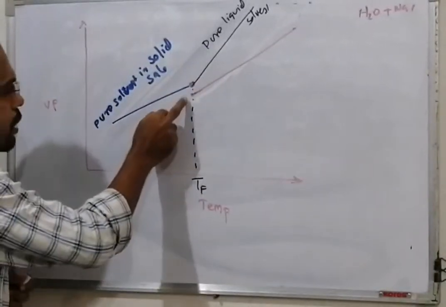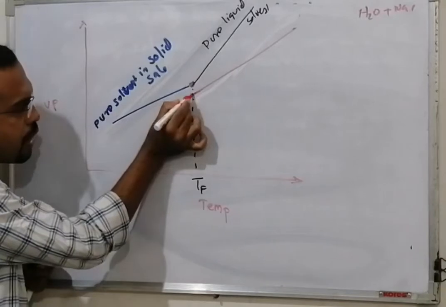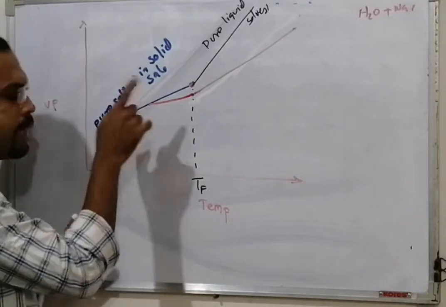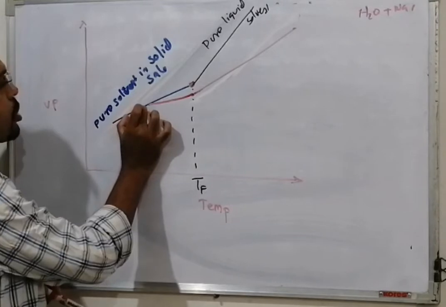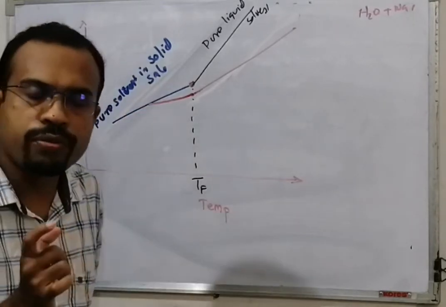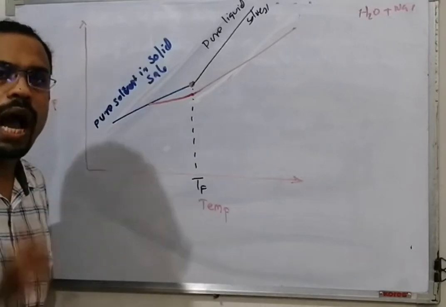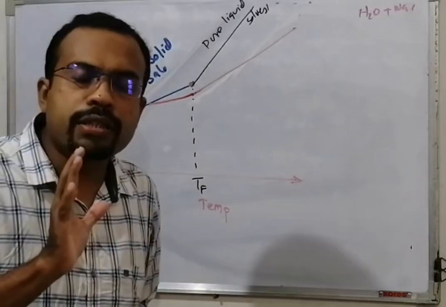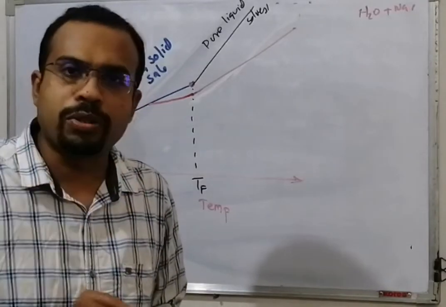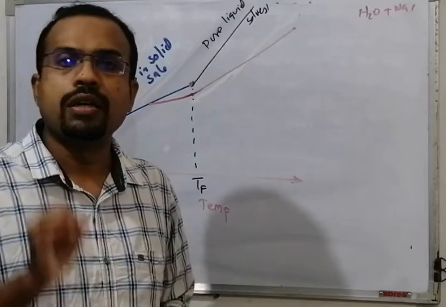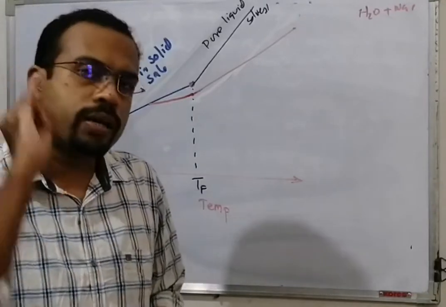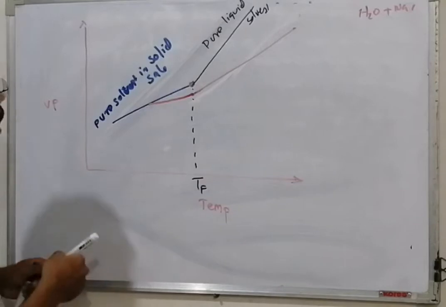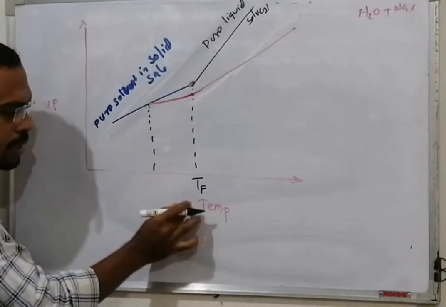Therefore, from here onwards, this is the solution. This is a liquid solution. It meets here. Why does it meet here? Because this is the vapor pressure curve of solid water, ice. You have no separate solid salt solution. That's not possible. If you freeze the salt solution, only water will become ice. Only water becomes the solid. That point is meeting here. Therefore, the solution starts to freeze here. This is the temperature curve.